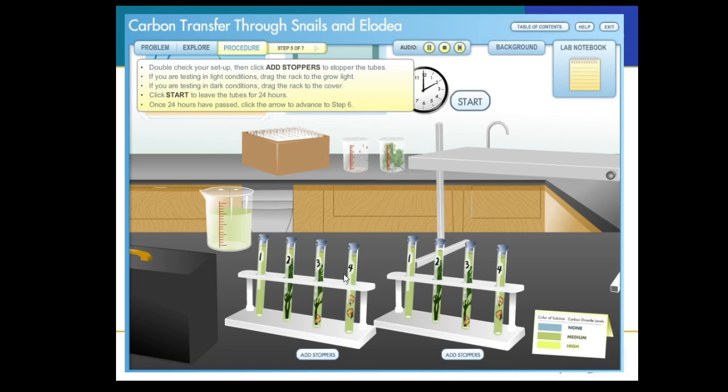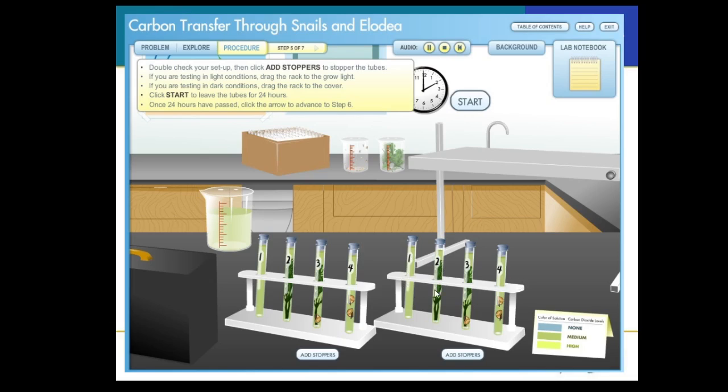So we set up our tubes according to our procedure there. One important note is that we put stoppers in these. We need it to be a closed system. Since we want to measure a gas, if we left the test tubes open, that gas would be able to escape out and we wouldn't get an accurate reading of the levels in our tubes.